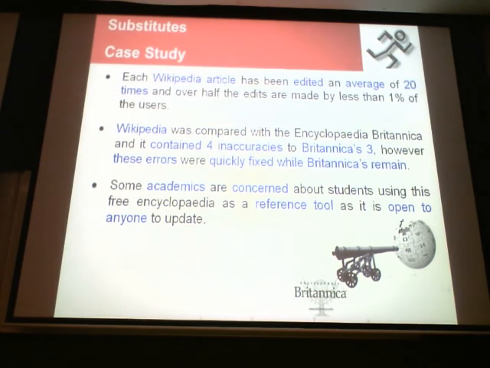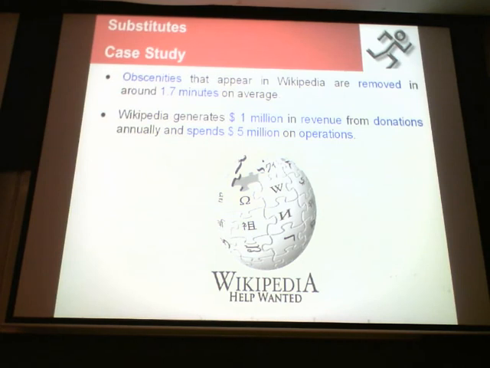The article, when it's published, is edited an average of 20 times. When they studied Wikipedia against Britannica, Wikipedia contained 4 inaccuracies against Britannica's 3, but by the time they got around to having a look again, most of them were fixed, whereas Britannica's remained. So it's edited and fixed up fairly quickly. Academics don't like it, I love it. So there you go. Obscenities in Wikipedia are removed on average in 1.7 minutes.